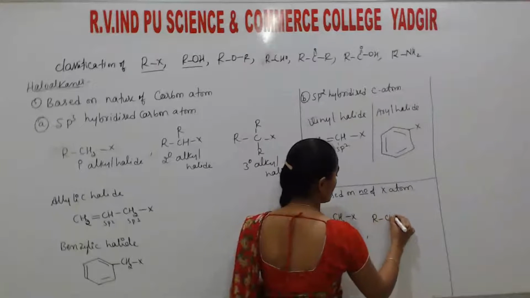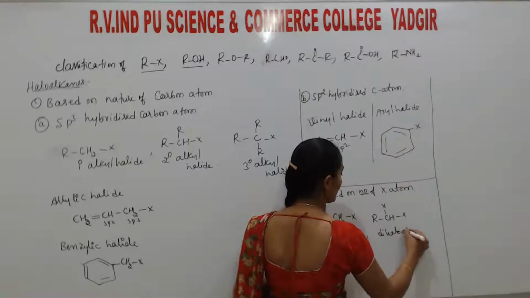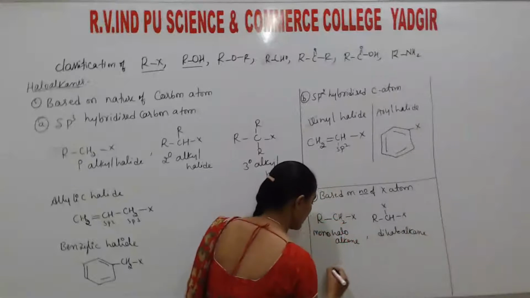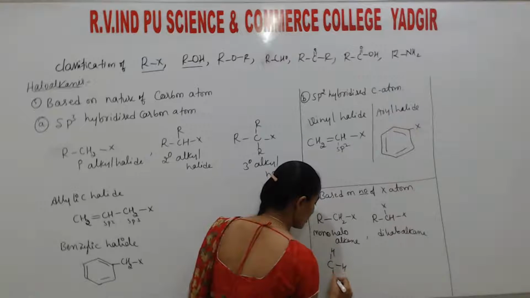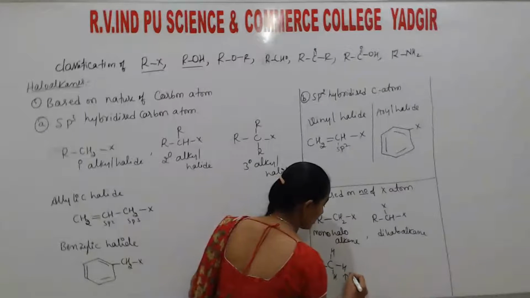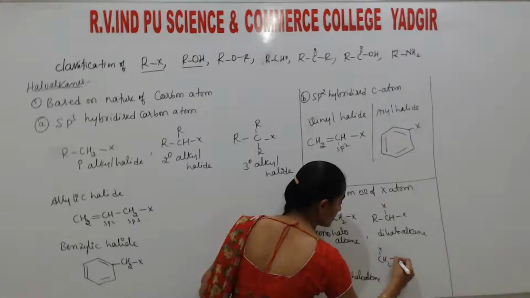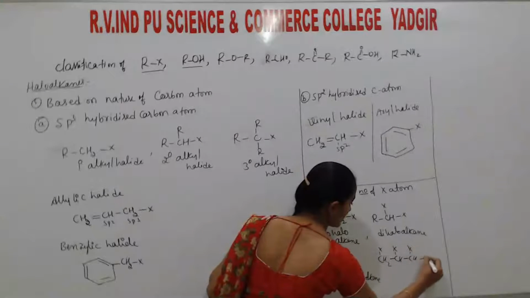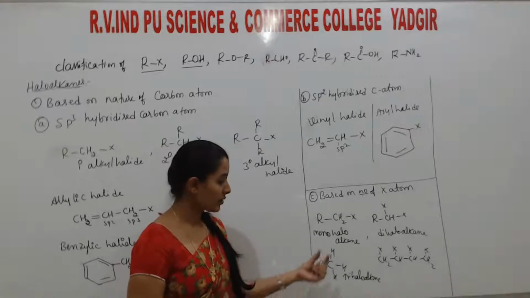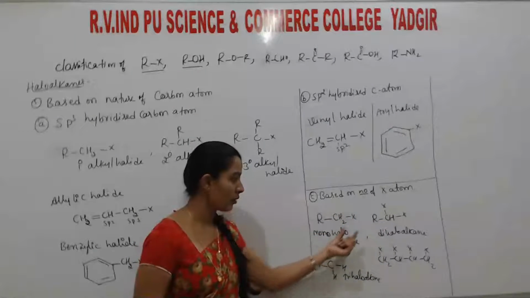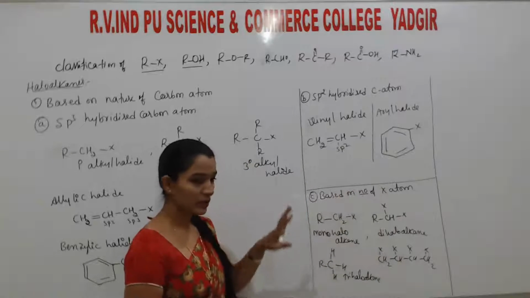If it is RCHXX, dihaloalkane. Okay, next, it is CHXXR, then it is trihaloalkane. If it is CH2X, CHX, CHX, CH2X, of course tetrahaloalkane. Like that. So based on the number of halogen atoms, one is mono, 2 di, 3 tri, 4 tetra. Similarly, 5, 6, 7, 8, 9, the classification goes on.